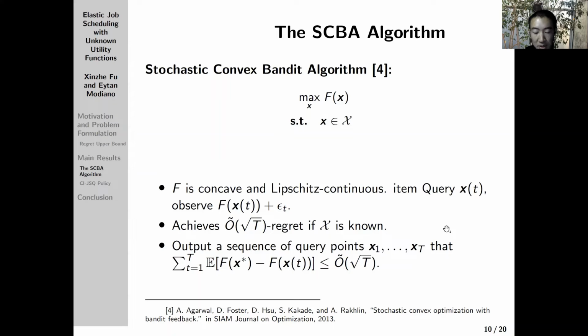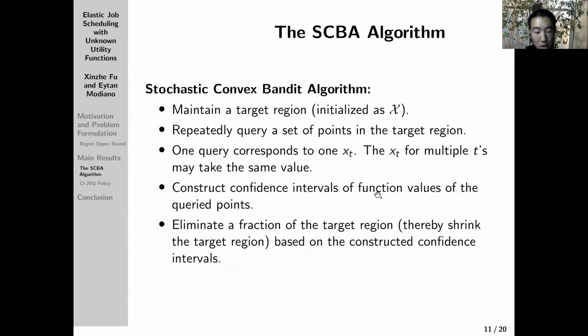To better understand why the original SCPA cannot handle stochastic constraints and how we extend it, I'll give a brief introduction on how it works. The SCPA algorithm maintains a target region, which is initialized as the feasibility region. The target region is a set that with high probability contains the optimal solution. SCPA proceeds in phases. In each phase, it first repeatedly queries a set of points in the target region, and each query corresponds to a decision at one time. The query points output by SCPA usually contain multiple consecutive points of the same value. Next, the algorithm constructs confidence intervals of the function values of the query points. Since we have unbiased observations of function values, the confidence intervals are simply the empirical mean minus or plus some margin. Finally, the algorithm eliminates a fraction of the target region based on the confidence intervals and proceeds to the next phase.